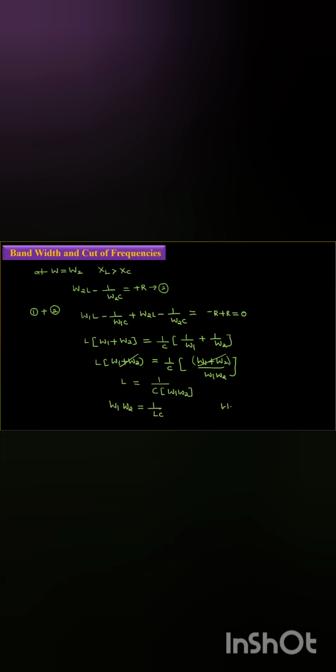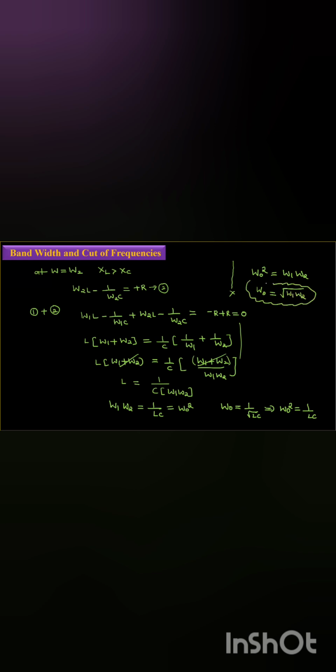But you know that omega naught equals 1 by root LC. From this, omega naught square equals 1 by LC. Then I'm replacing 1 by LC with omega naught square. Therefore, a very important observation that you have to concentrate on: omega naught square equals omega 1 into omega 2. Then from this, what is omega naught, friends? Omega naught equals square root of omega 1 into omega 2. This is an important observation.